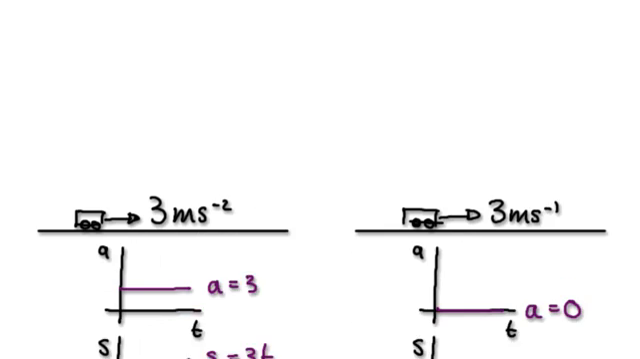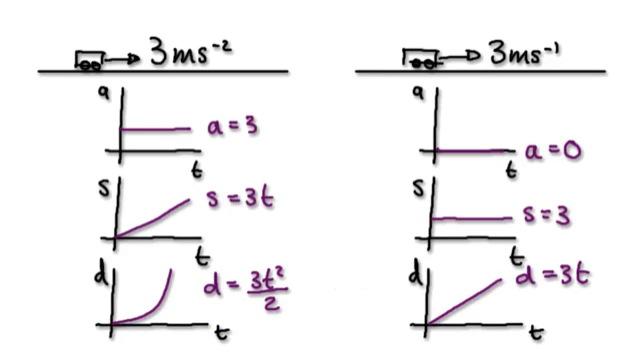Okay, let's give you guys some practice, but before I do, let me just give you a quick reminder. When a car is under constant acceleration, the acceleration time graph will look like this, and that will mean the speed time graph will look like this, and the distance time graph will look like this.